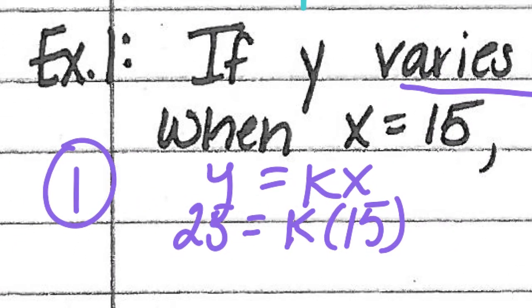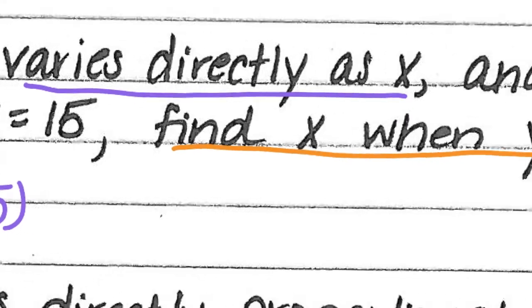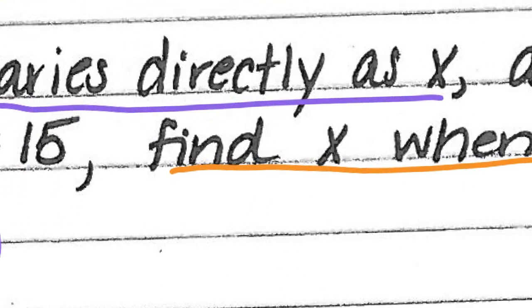I know that I have to divide each side by 15 to solve. So k is equal to 25 divided by 15. Both can reduce by 5, so we get 5/3. This k is called the constant of variation. So we're going to use the constant of variation to do the second part.